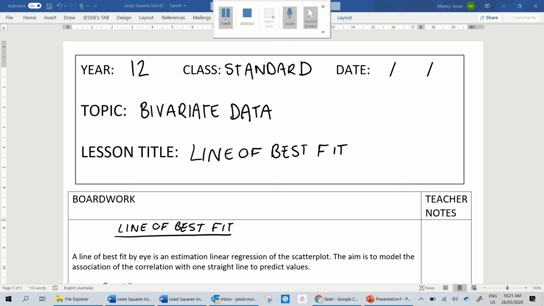Good morning. So today is probably one of the more important lessons in this topic, and we look at something called the line of best fit. So let's get straight into it.